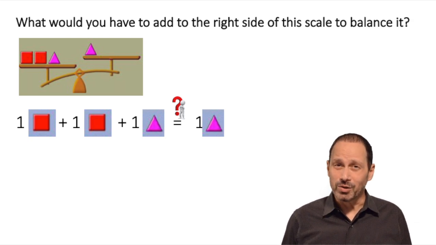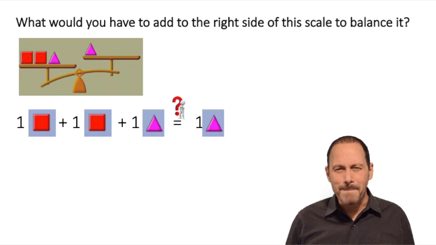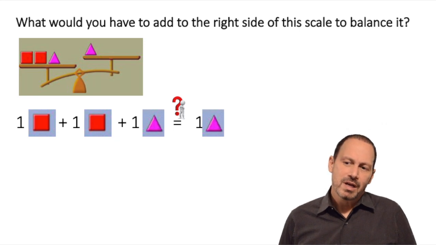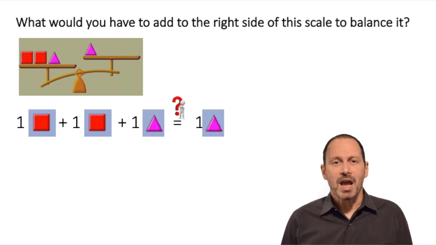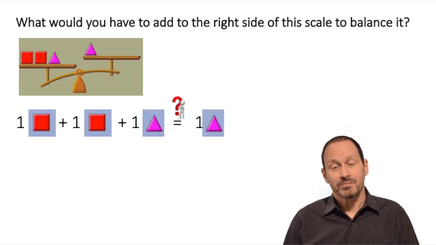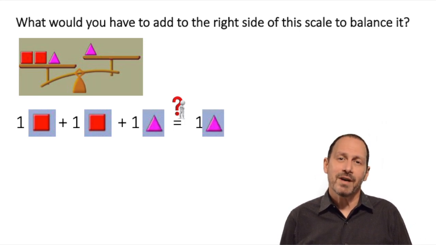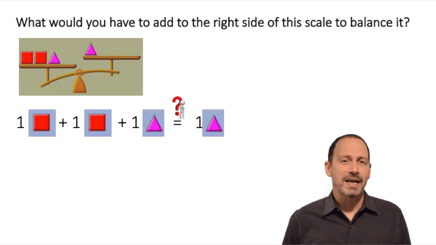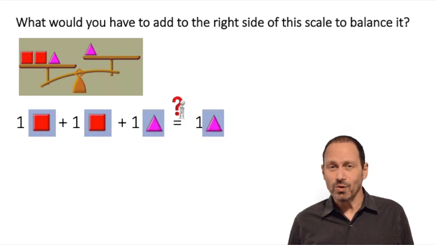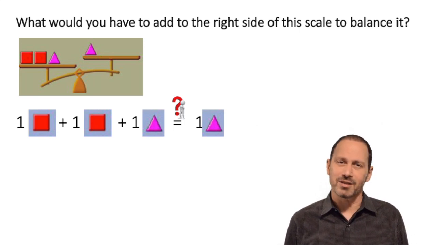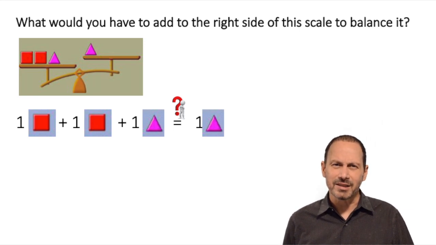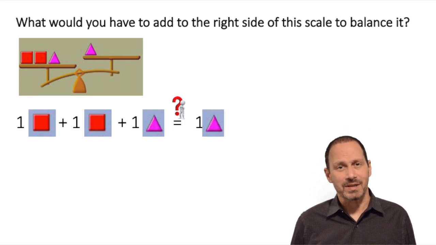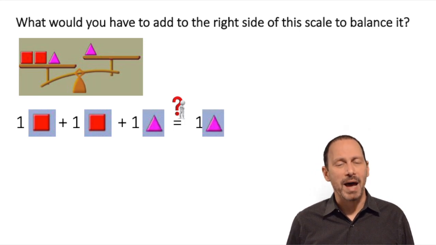Let's go back to this concept of a balance scale. We use a balance scale as a metaphor for an equation. Let's say that we have a scale and that we want to balance that scale. Here you have a scale that has two squares and a triangle on the left side, and it has a triangle on the right side. As you can see, the scale is not balanced. It's tilted to the left. So what would you add to the right side of the scale in order to balance it?